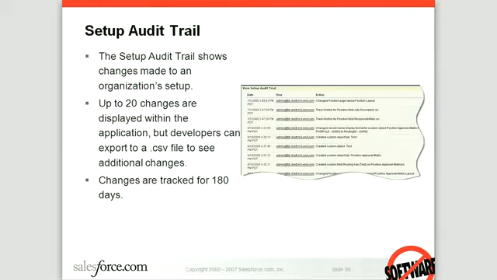All right, so let's talk about auditing configuration changes. So we have a facility whereby you can see what all of the setup menu type changes that have occurred within your org. The name of the feature is called Setup Audit Trail, and Setup Audit Trail is available under the monitoring area. And it'll show you the last 20 configuration changes to your org.